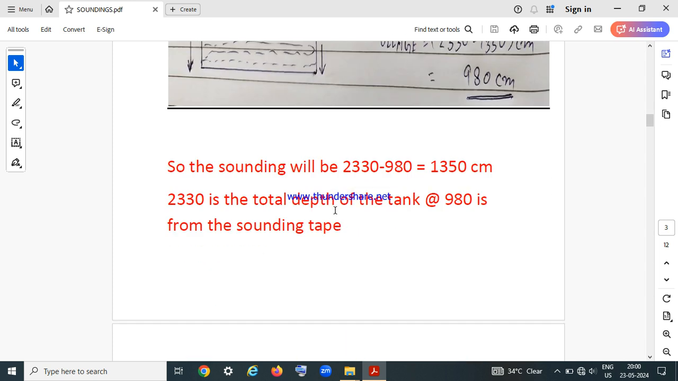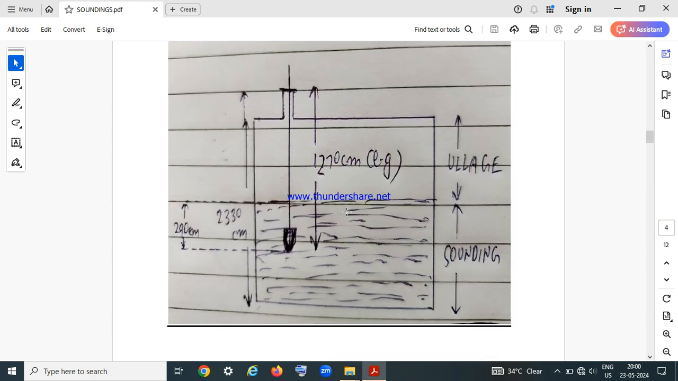So in this example 2, suppose there is some fuel inside the tank and you have put the sounding tape 1270, and the sounding bob has passed. Here you can see this is the sounding bob. So this has passed the liquid level. So means it is inside the liquid level.